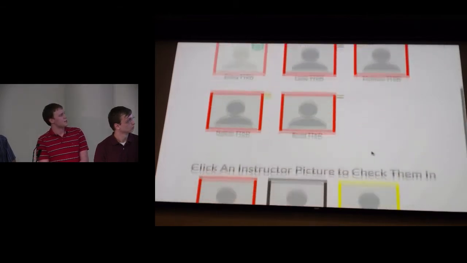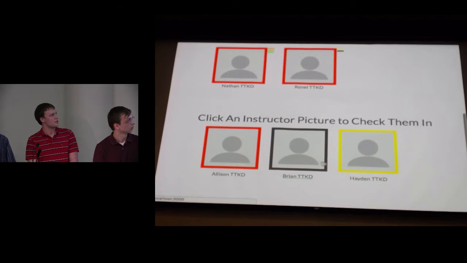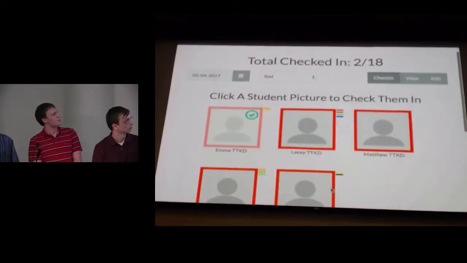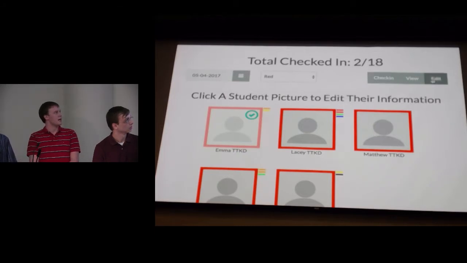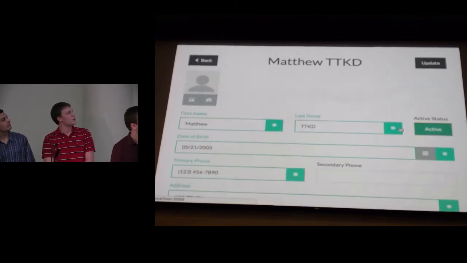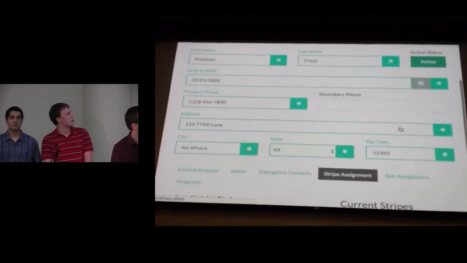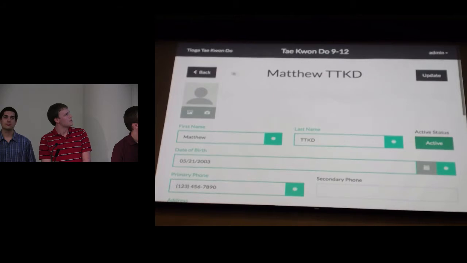At the bottom, you can also see all the instructors for the class, and you can check them in too, so that you know who's instructing that class for that day. At the top, on the right, you can switch the function that's performed when you actually click on a student. So if you click edit, and then go to edit a student, you can change all of their personal information. You can take a picture if you would like.